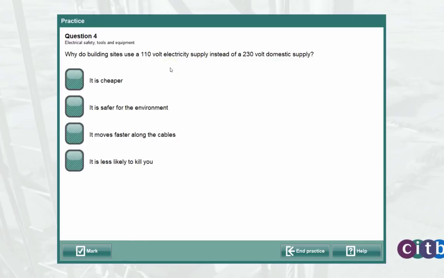Why do building sites use a 110-volt electricity supply instead of a 230-volt domestic supply? It is cheaper. It is safer for the environment. It moves faster along the cables. It is less likely to kill you.